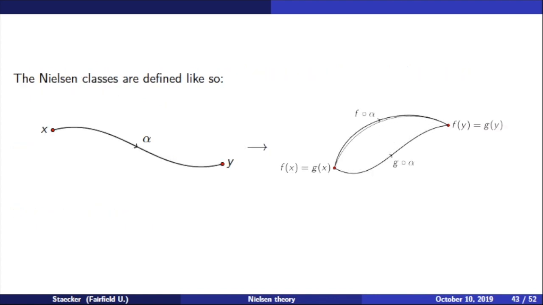And we can still define the Nielsen classes for coincidences. They're defined like this. So here you have x and y, and they live in a different space from f of x and g of x and f of y and g of y. But it is still true that if you have a path from x to y and these are each coincidences, then f of x equals g of x and f of y equals g of y. And so if you had a path from x to y and you apply the functions to it, you get another path from f of x to f of y, and from g of x to g of y. And if there is such an alpha which makes those two paths homotopic, then we say that x and y are in the same Nielsen coincidence class. This was first done by Brooks, whose name you heard before.